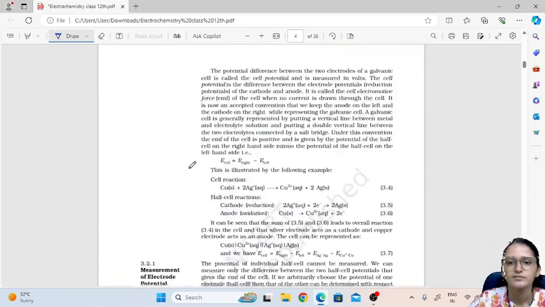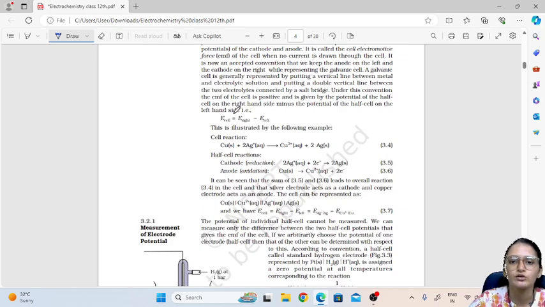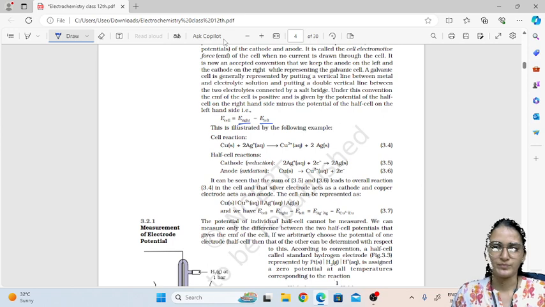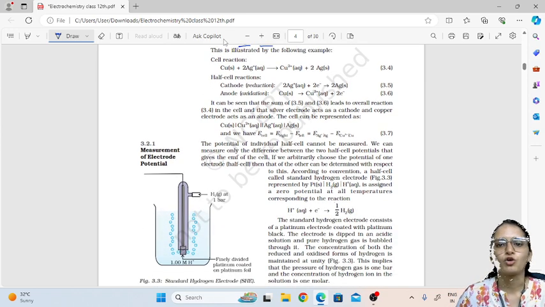Then next is how to find E naught of cell, which we have already seen. E naught of cell, or E of cell, is equal to E of right minus E of left. E of right means where we have the cathode and E of left is the anode. If we consider this reaction of copper and silver, copper loses electrons, copper to copper 2 plus. So copper loses electrons and silver gains electrons. So the cathode will be silver here and the anode will be copper, because copper loses electrons.